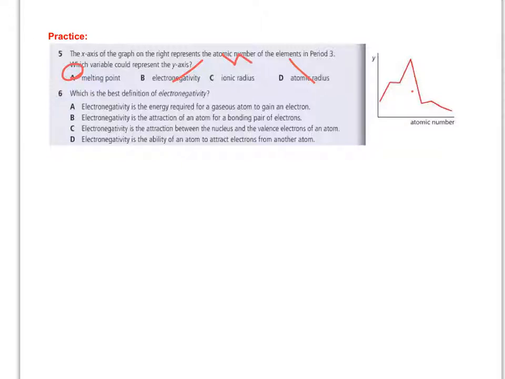So A is the one I'd expect to have this shape. Number 6, the best definition of electronegativity. A, the energy to gain an electron, gaseous atom to gain. Doesn't have to be gaseous. It's not actually gaining, it's attracting a bonding pair.